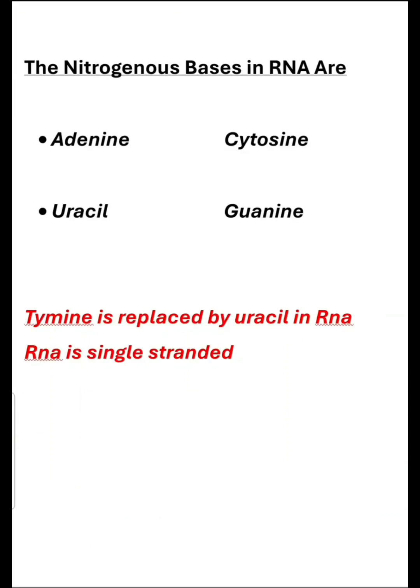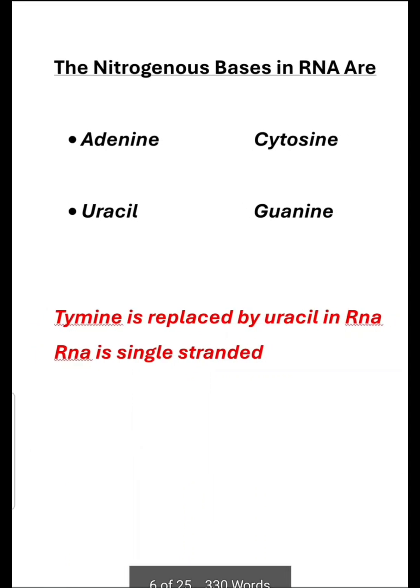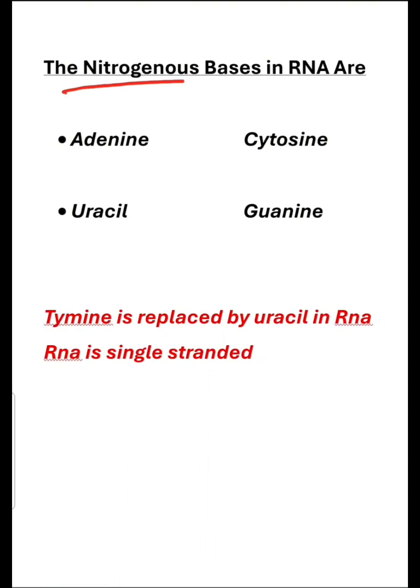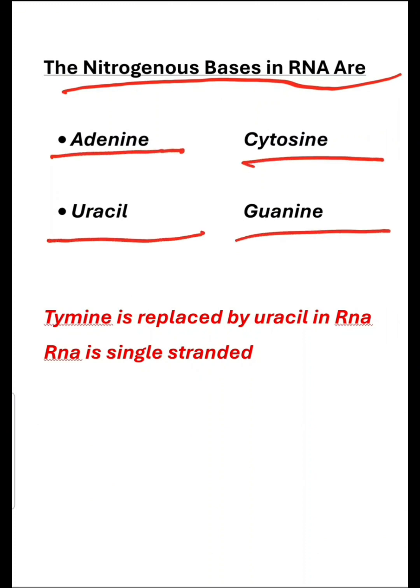Nothing else. The next thing we are going to learn about is the nitrogenous bases in RNA. They are adenine, uracil, cytosine, and guanine. Basically, the thymine is replaced by the uracil here. And one more thing that you have to know is that RNA is single-stranded, and thymine is replaced by uracil in RNA. So that will suffice for this.